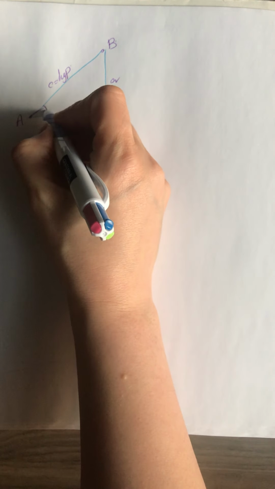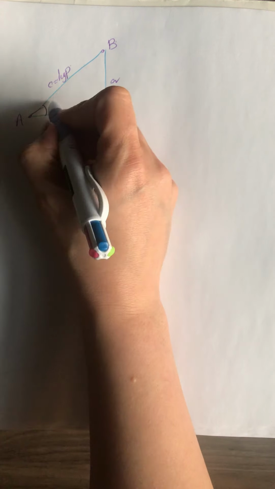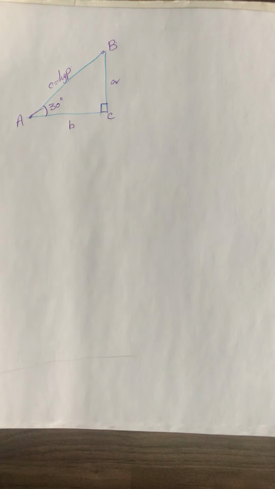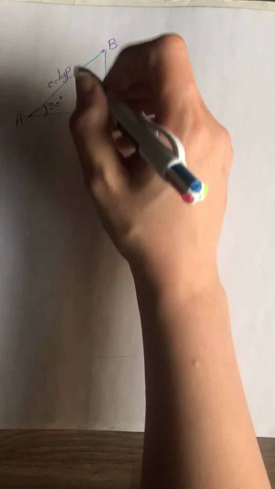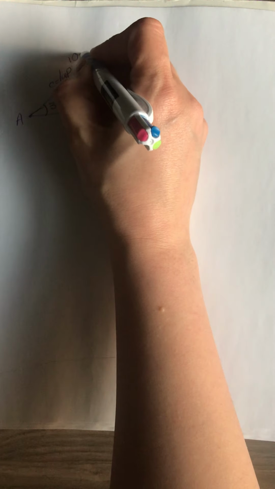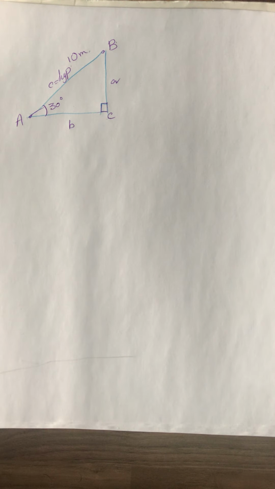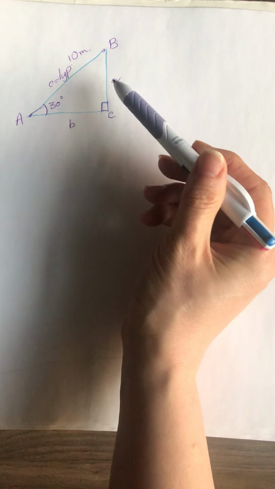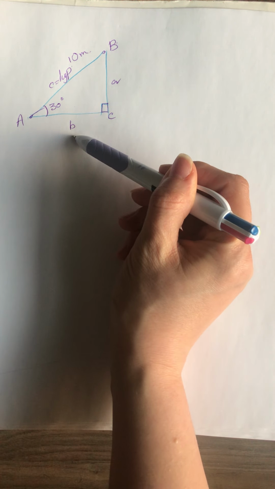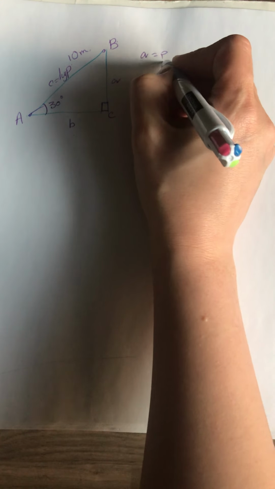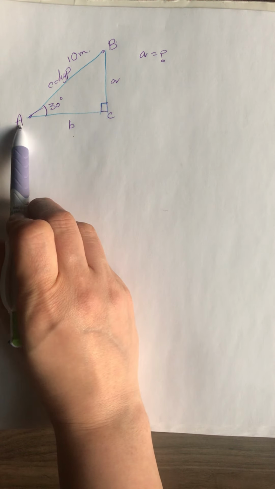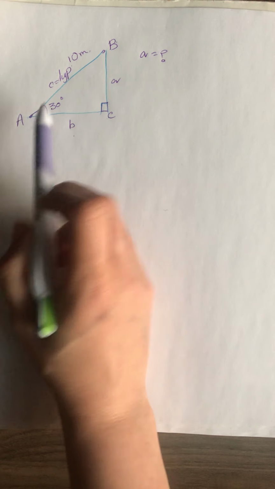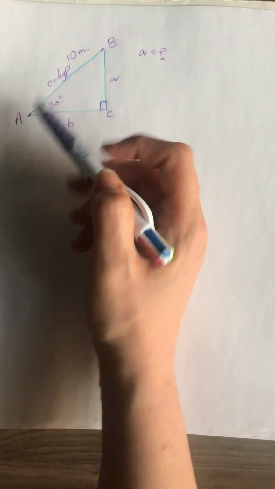If I do have my angle A, which is 30 degrees, and I do have the hypotenuse, let's say hypotenuse is 10 meters, or 10 is the unit. Let's see if I can find either side A or B. First, let's focus and try to find side A. How do I find side A? What do I have? I have angle A and I do have the hypotenuse.